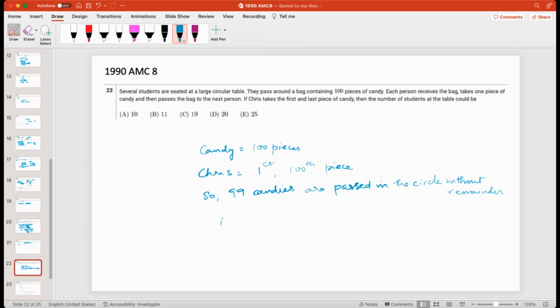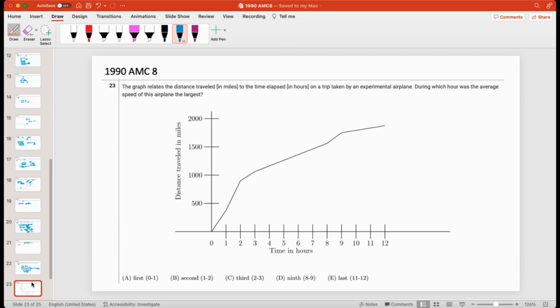So the answer should be a number that divides 99. And there's only one answer which does that, B, 11, right? So your answer option is B, 11. None of the others will divide 99 correctly. It will leave a remainder which we don't want. So that's your answer. Going to question number 23.